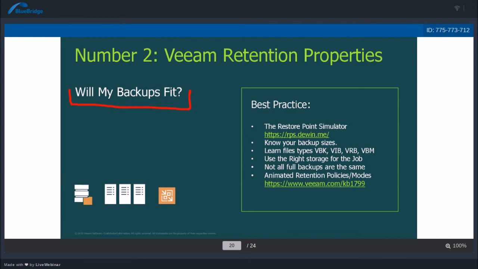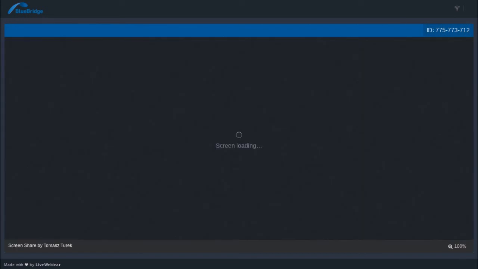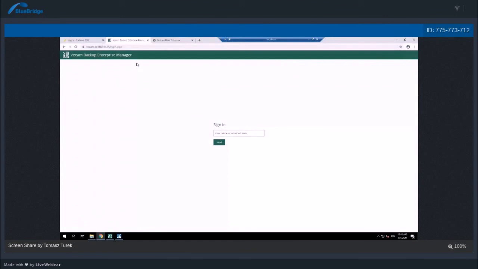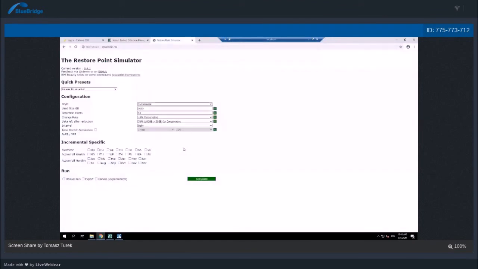So to help you with this, there's actually a website, which I hope everybody, well, even if you don't know it, you will know it by now. It's called the Restore Point Simulator. It was created by one of our engineers. Now I will switch to it. So Restore Point Simulator, amazing tool.